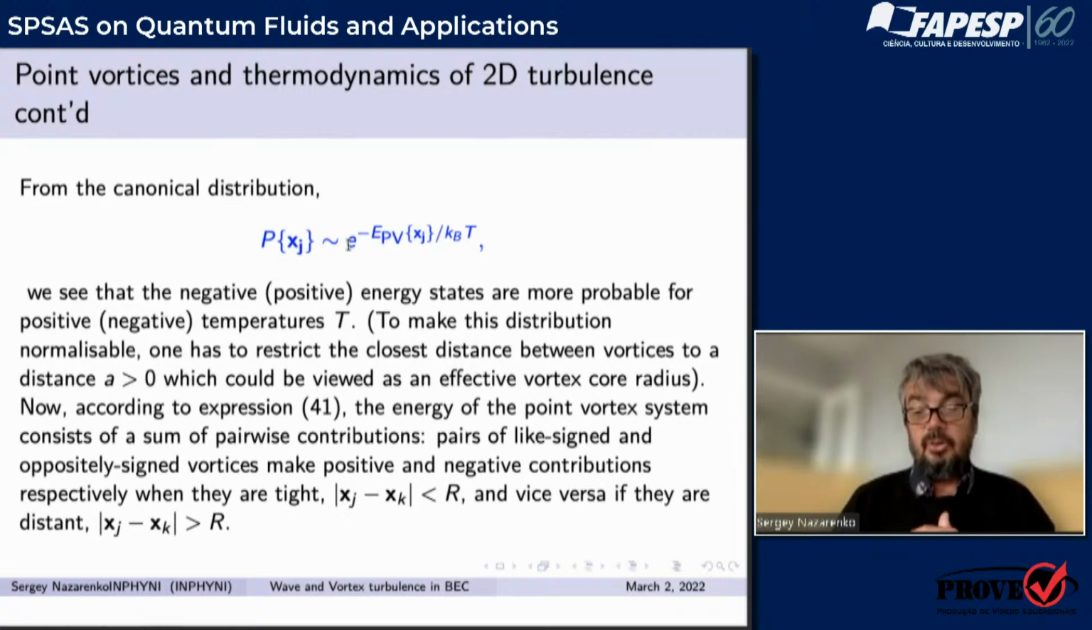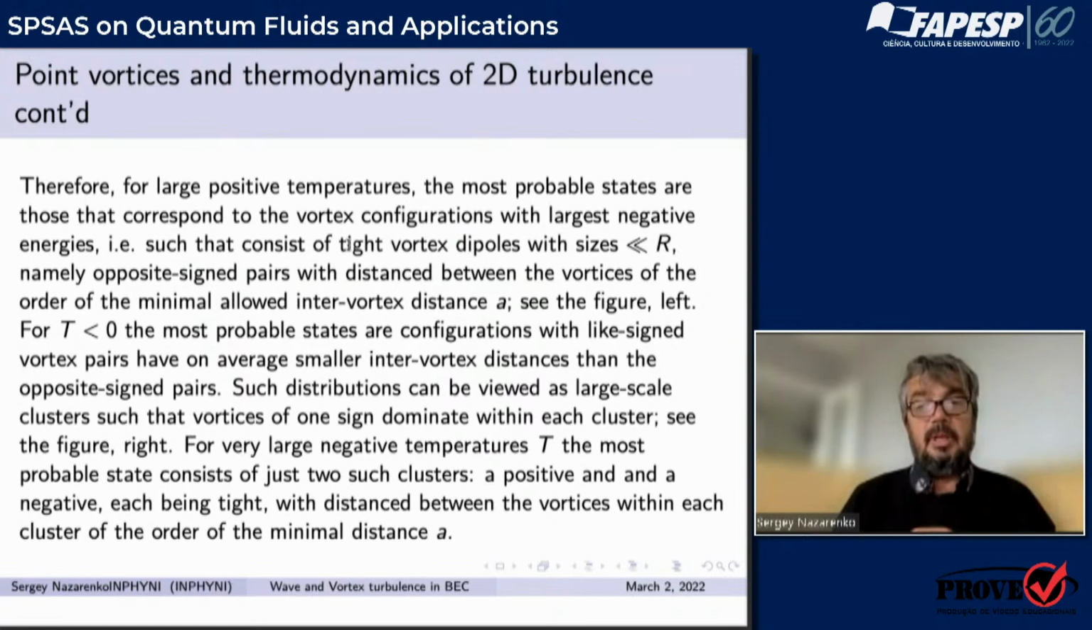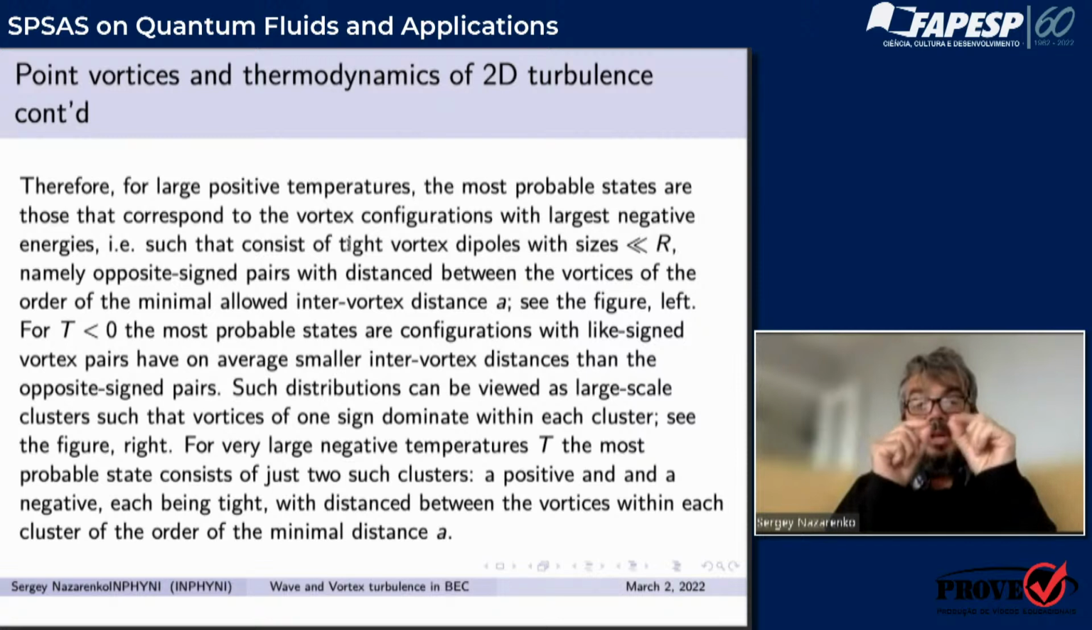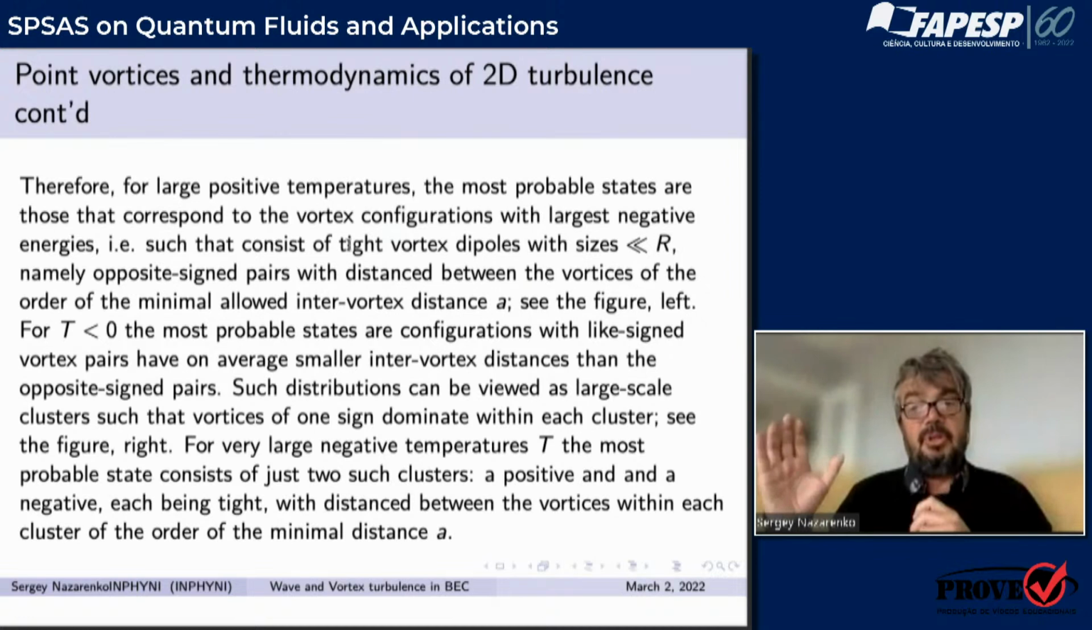So therefore we have to think of vortices in which the positive and negative vortices are very close to each other, much closer than the like-sign vortices. So this state you can think of as a collection of vortex dipoles. So plus and minus vortices are close together and they propagate together, and they are separated far apart from the other dipoles or isolated vortices.